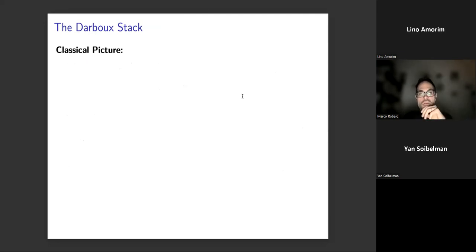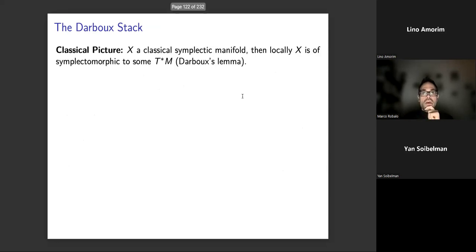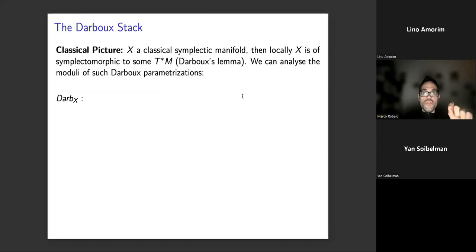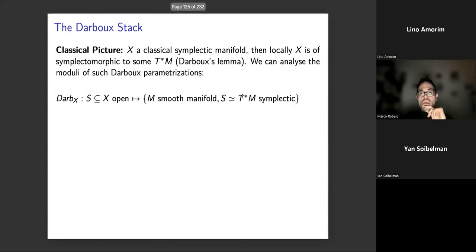I'm going to make a fast review of the classical picture in symplectic geometry. If you take a classical symplectic manifold X, you know by the Darboux lemma that X is locally symplectomorphic to some T*M. So essentially the Darboux stack is going to analyze the moduli of such local identifications of X with T*M. As a functor of points, you do something like this: for every open S in X, a classical symplectic manifold, you assign the space of all symplectomorphisms from S to T*M. This is just a heuristic. In the 0-symplectic case, it's not exactly what you should do, but it's going to be a very good heuristic for what we do in the -1 case.